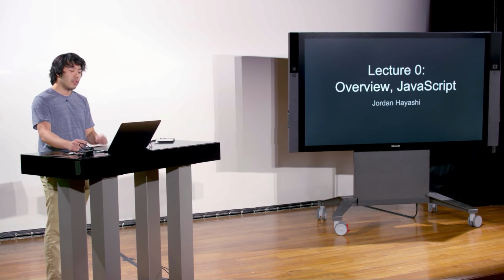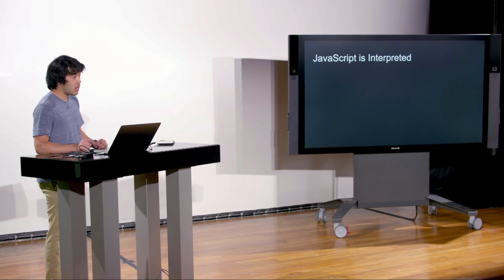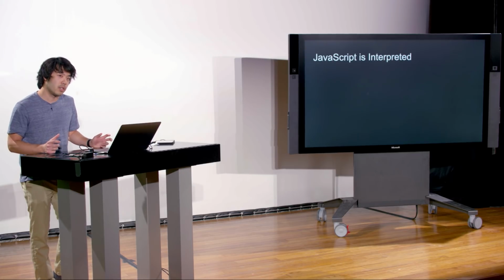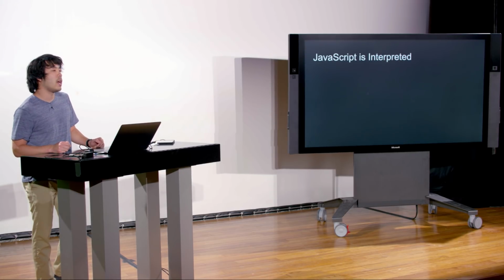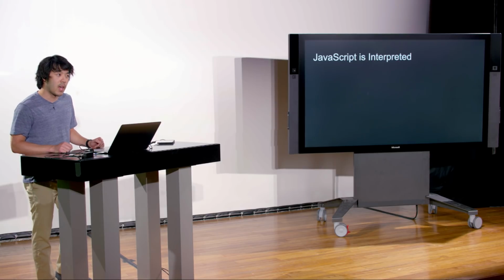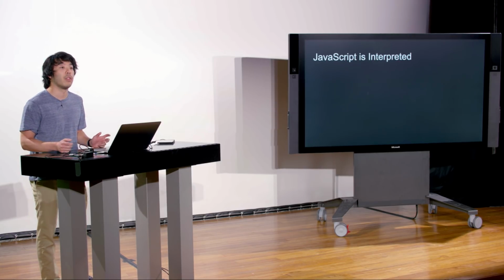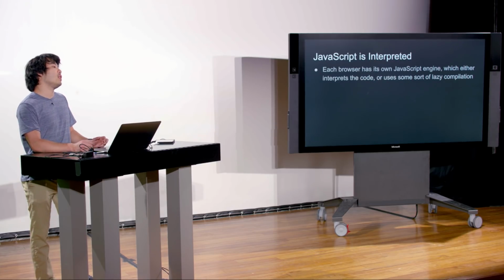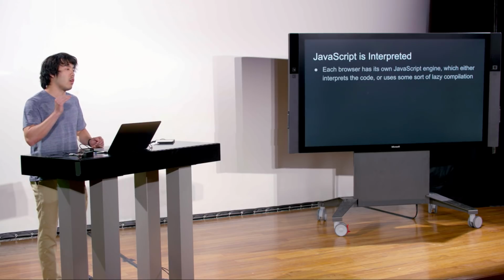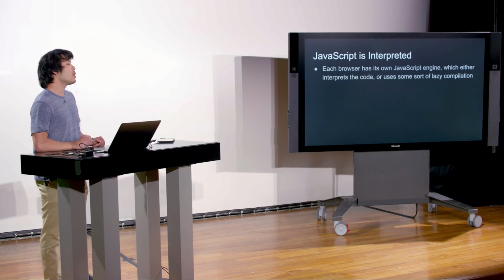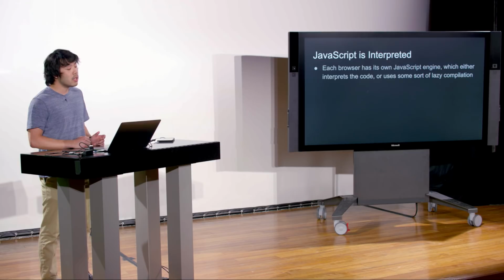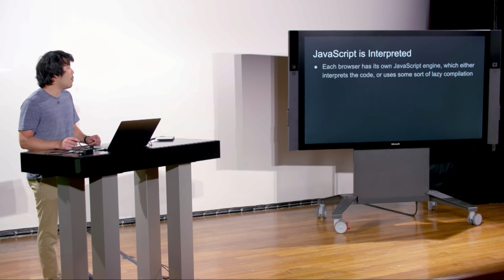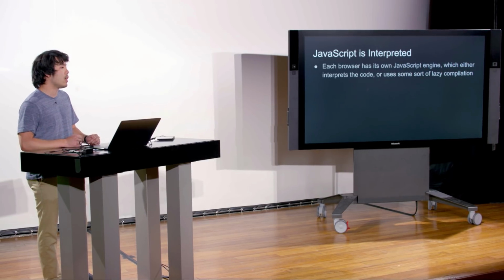Cool. Let's start talking about JavaScript. So JavaScript is an interpreted language. I posted a little bit in the Slack earlier asking about most comfortable languages. Most of you were saying JavaScript. But I know those of you who took CS50 might have some experience with C, which is a compiled language. So JavaScript is not compiled. It's actually interpreted. An interpreter will read line by line and execute that code line by line. Each browser has built into it its own JavaScript engine, which either interprets the code, or it might do some magic with just-in-time compilation. But for the most part, it's just reading your code line by line and executing it.